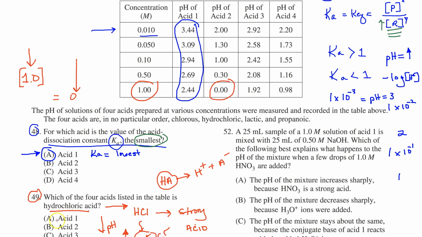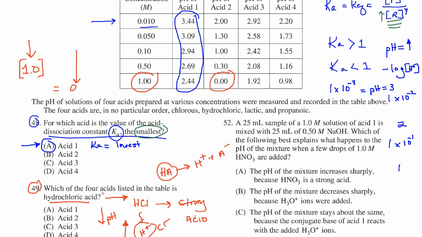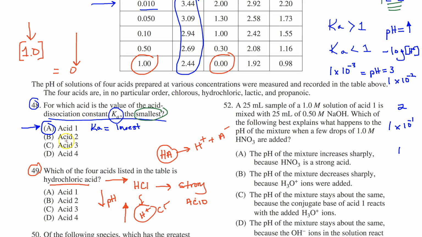So for 49, if you didn't see or understand that, doesn't matter. The strongest acid is going to produce the greatest amount of H pluses sitting in water, and therefore the one with the lowest pH for every row, each different concentration, is acid 2. So 49 is B. Okay, on to 50.